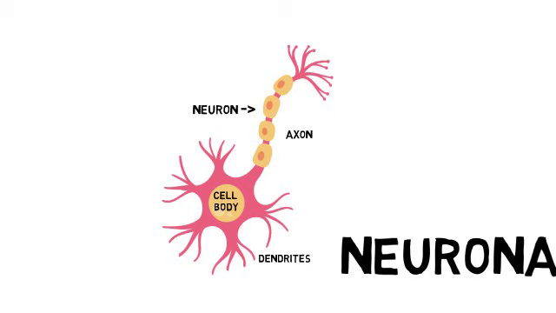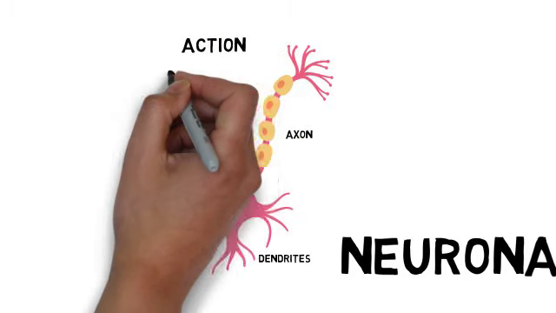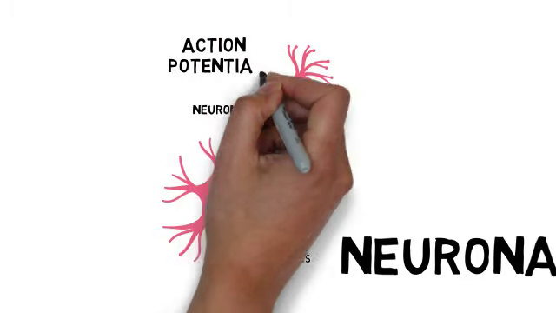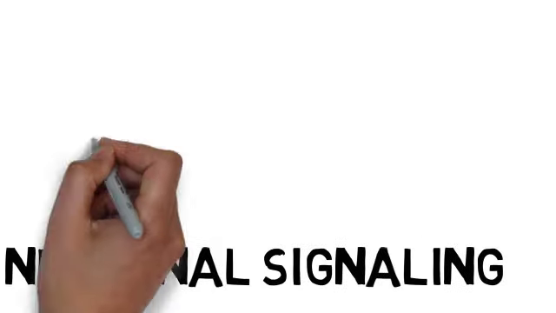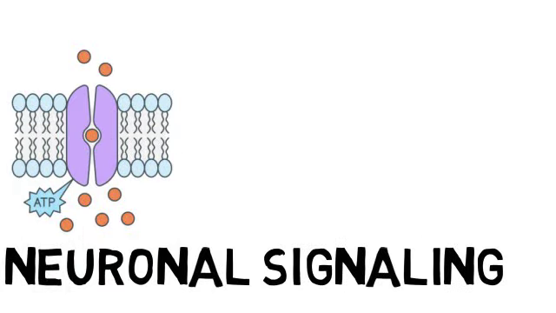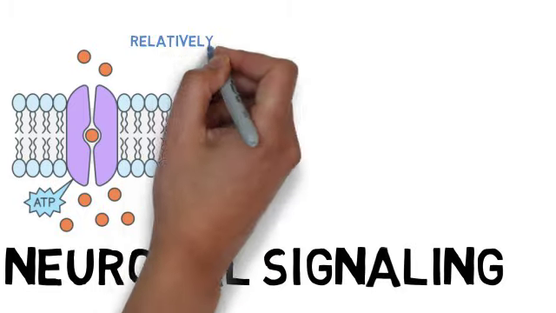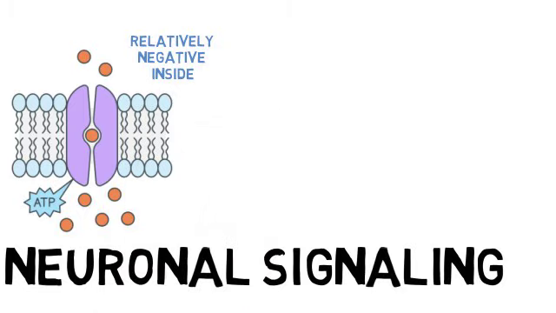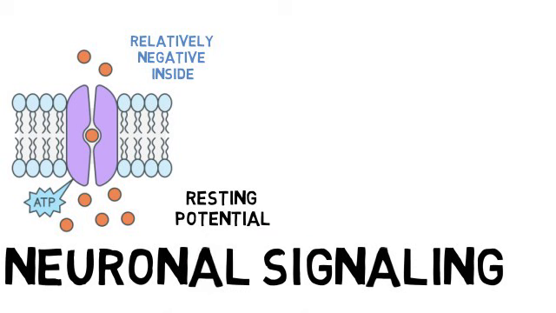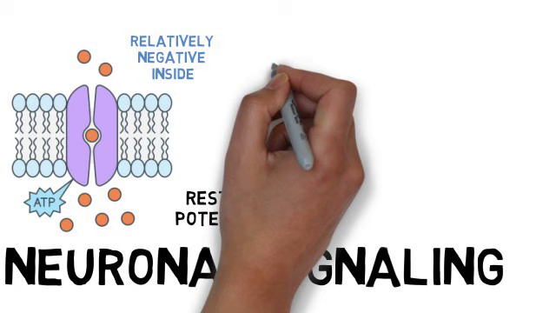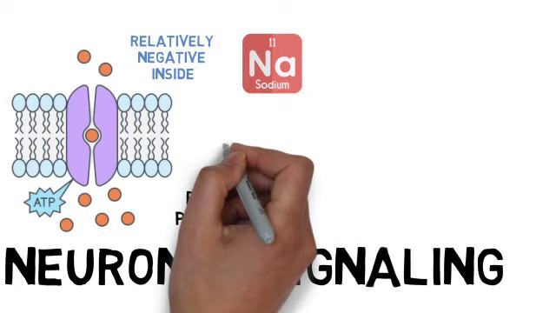So how does electrical signaling actually work? It all starts with a process called an action potential. Let's break it down. At rest, a neuron has a negative charge inside compared to the outside. This difference in charge is known as the resting potential, and it's maintained by ion channels and pumps within the neuron's membrane. These channels and pumps control the flow of ions like sodium and potassium.